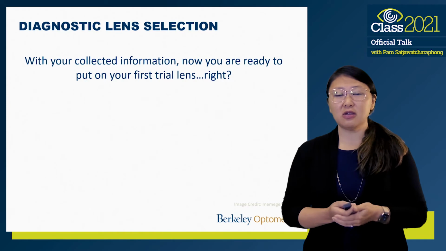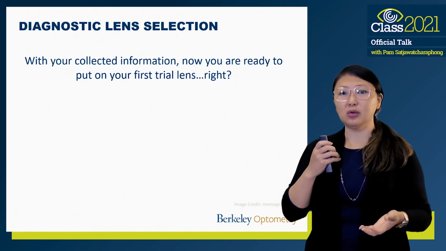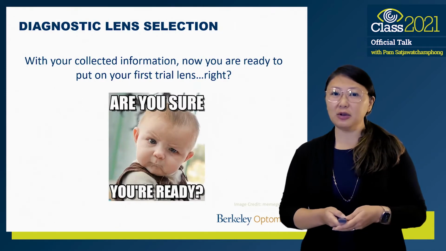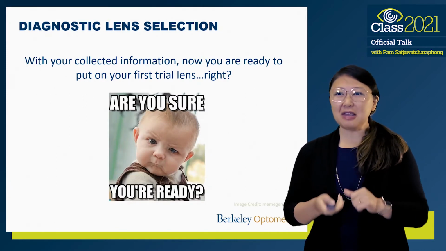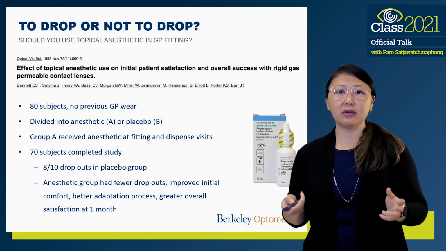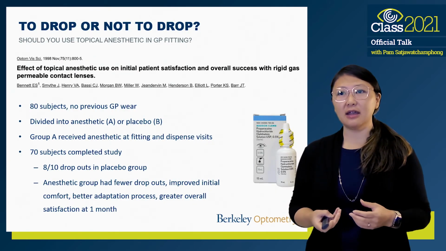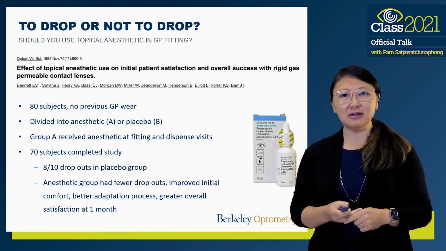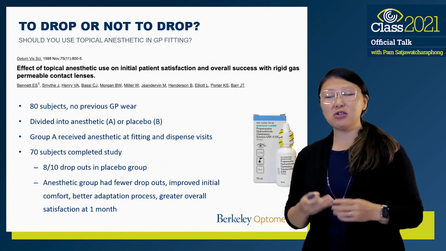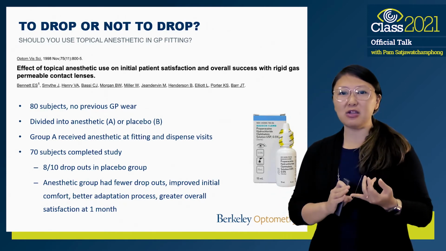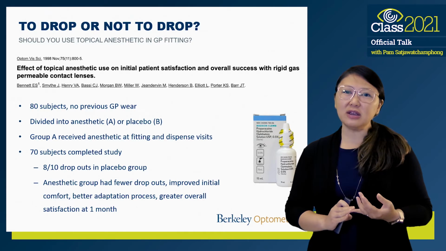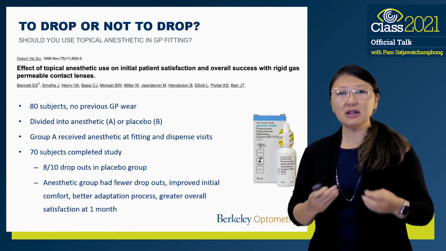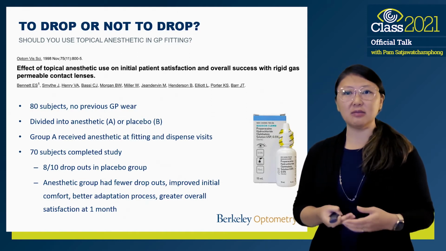So now you've collected your information. You've decided what diameter you want to choose, you know what base curve you want to choose, and so you're ready to put your trial lens on, right? I'd like to take a moment to pause and talk a little bit about whether or not to use anesthetic in a diagnostic GP fitting or not. I asked myself this question when I was a student because I thought to myself, should we be using this to help with patient comfort? Or if we use it, are we going to give the patient a false sense of what that lens actually looks like? So I did a little bit of research to see if any studies had been done.